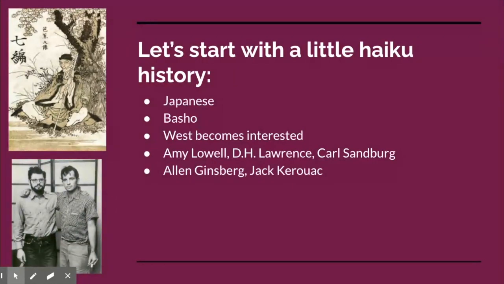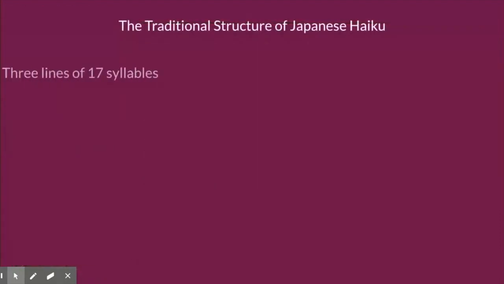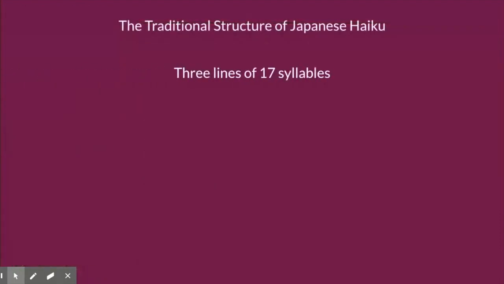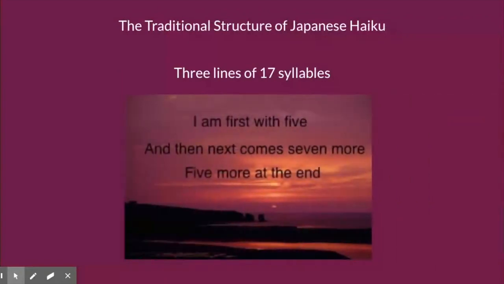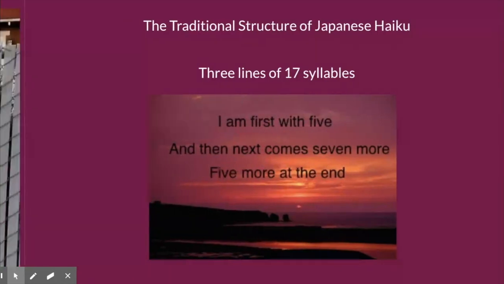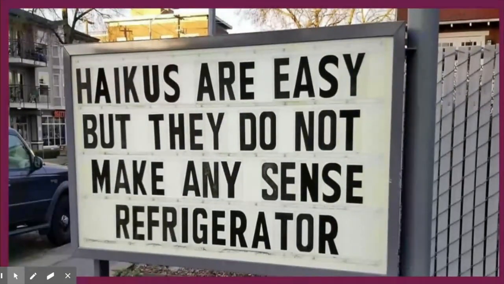Now, the Western literary world restructured the more traditional form. The traditional structure of a Japanese haiku is three lines of 17 syllables. Each line has a required number of syllables. The first line is supposed to have 5, the second line should have 7, and the third line finishes with the remaining 5.